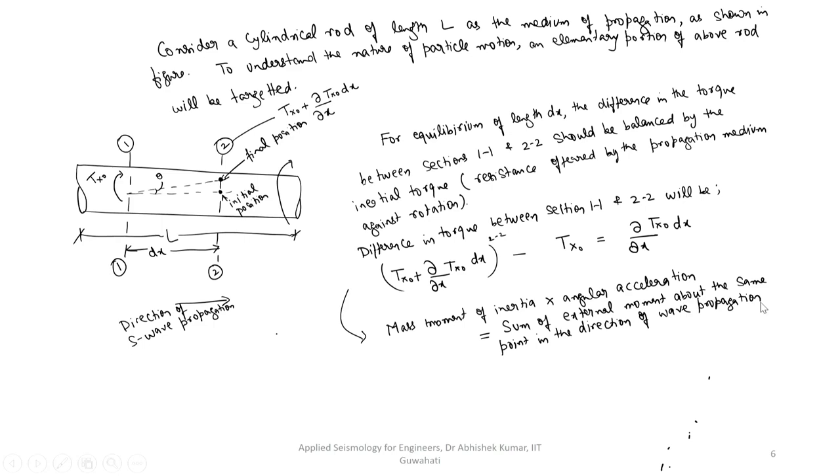So, mass moment of inertia into angular acceleration. Angular acceleration means the particle is undergoing angular displacement. So, corresponding to that, we can find out the angular displacement between section 1-1 and section 2-2, taking that into account and multiplying by mass moment of inertia. For equilibrium, this should be equal to the summation of external moment, which has also been taken about the axis through which the wave is propagating, in the direction of wave propagation, and about the axis.